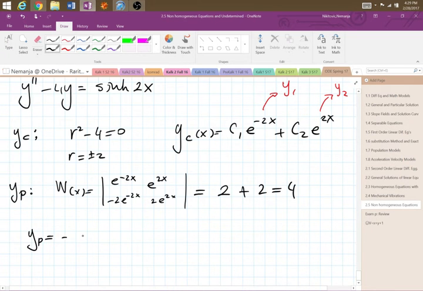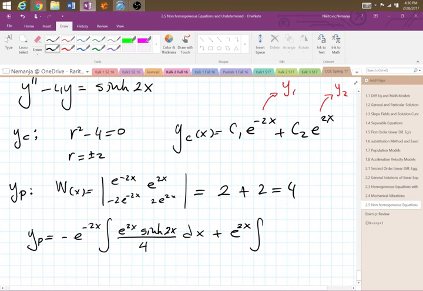We said negative y1, which is e to the negative 2x, and then we have the integral of e to the 2x times sine hyperbolic 2x divided by the Wronskian, which is 4, and then dx, plus y2, which is e to the x, times the integral of y1, which is e to the minus 2x, times sine hyperbolic 2x divided by 4.